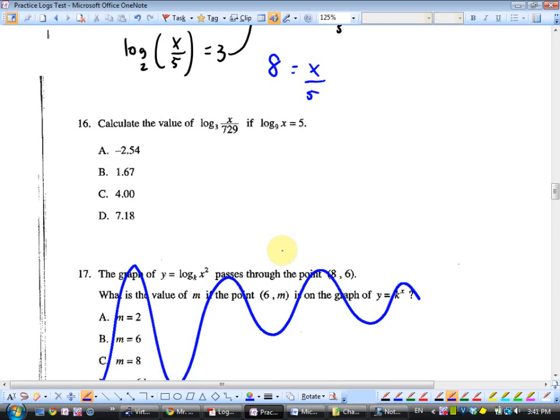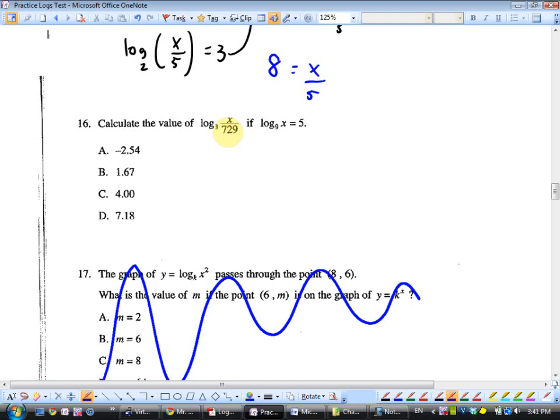Here's a base change one. Number 16. How did I figure that out just by glancing at it? I said, here's a base change one. What's the base of the if portion? Base 9. What's the base of the then thing? The big ugly one. Base 3. What I'm going to do? Rewrite this as base 9.